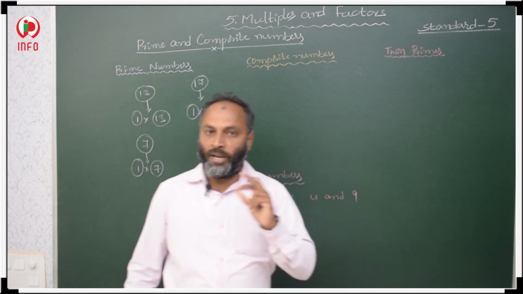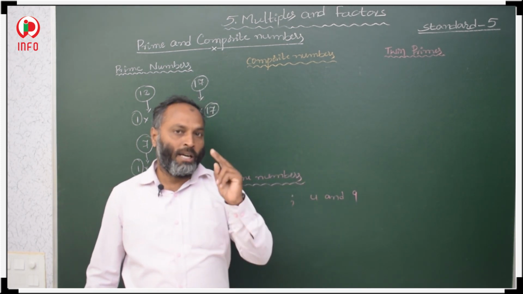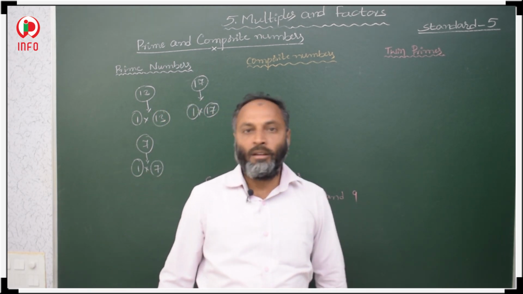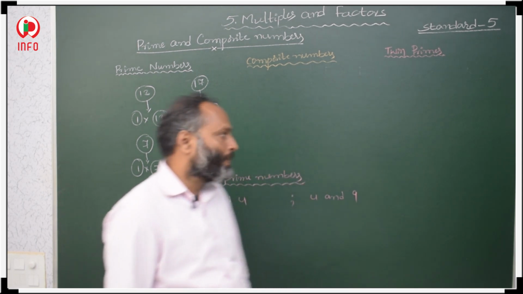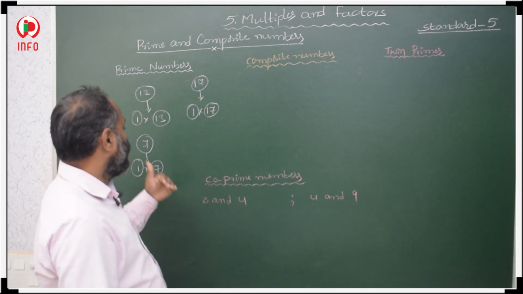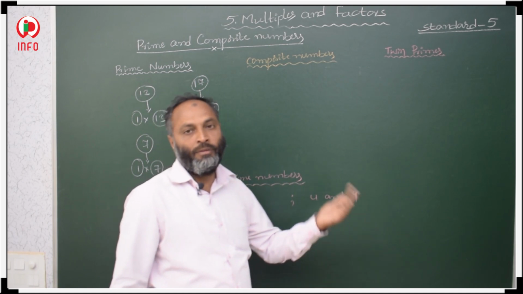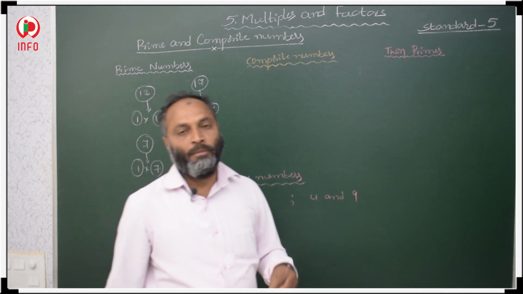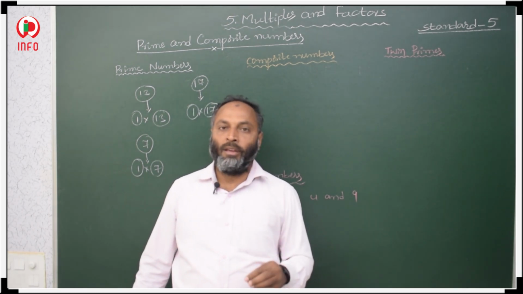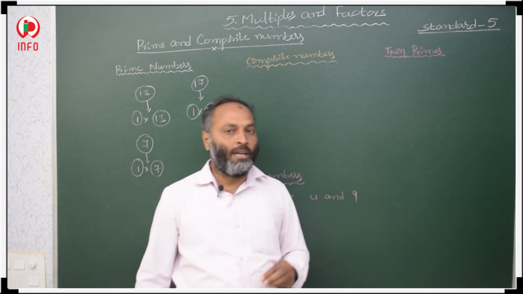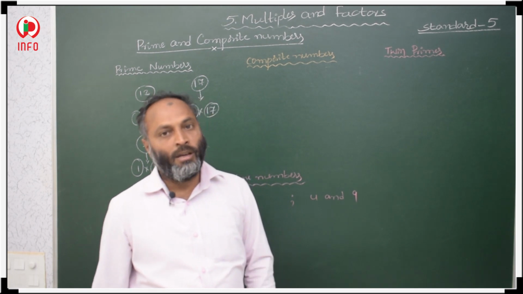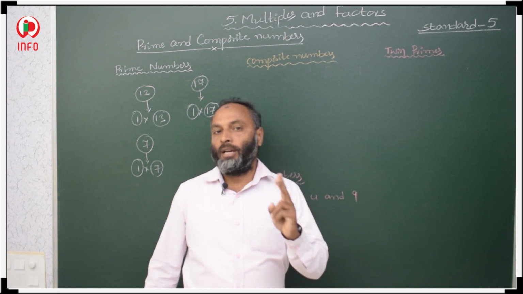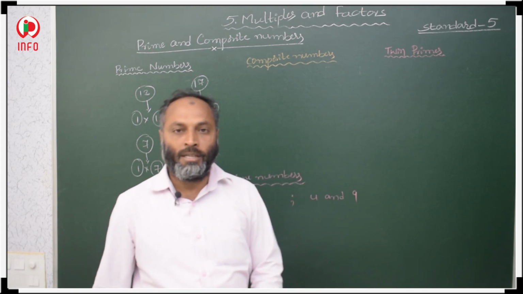One is a factor of all numbers, that is common, and the other factor is the number itself. It has 2 factors, 1 and itself. So numbers like 13, 17, 3, 5, 11, 19, all these numbers are prime numbers. Prime numbers have 1 and itself as factors, only 2 factors.